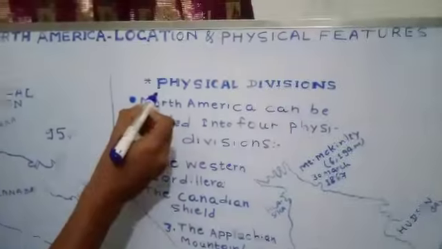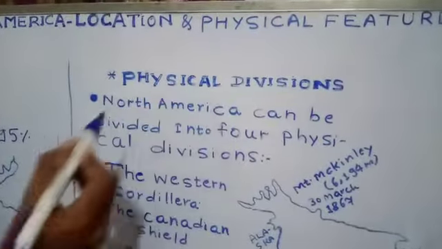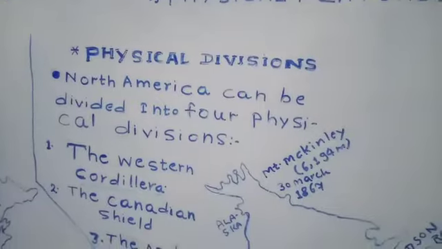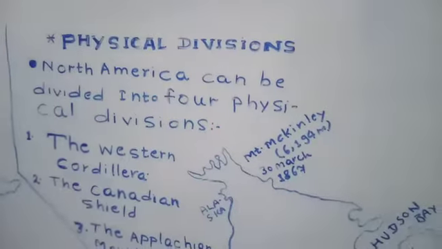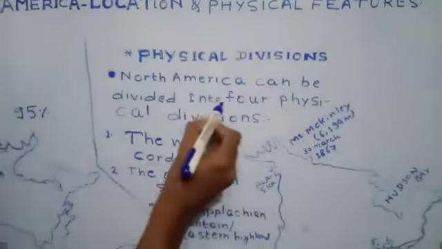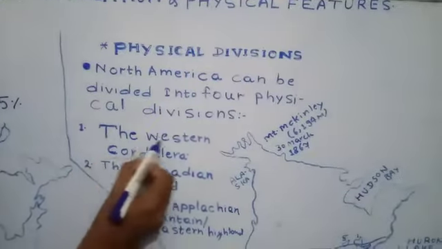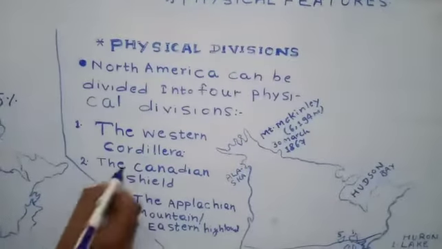Now physical division. What do you mean by physical division? I have already explained physical division. It includes physical features like mountains, plains and plateaus. So definitely you will now see the physical features of North America. North American physical features can be divided into 4 physical divisions. Let's see these physical divisions. The Western Cordillera.